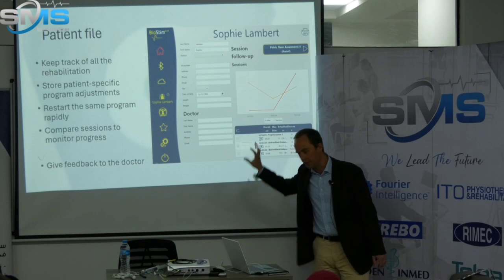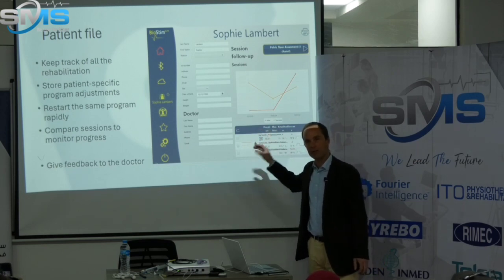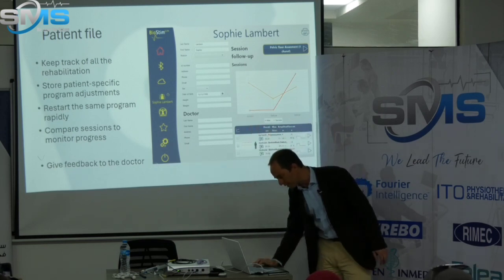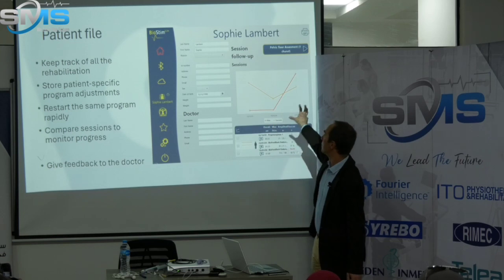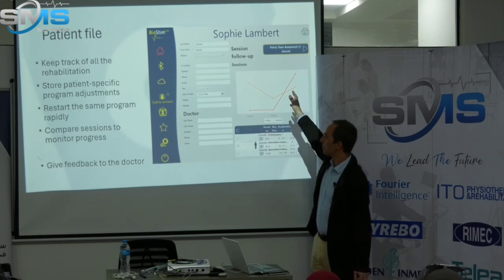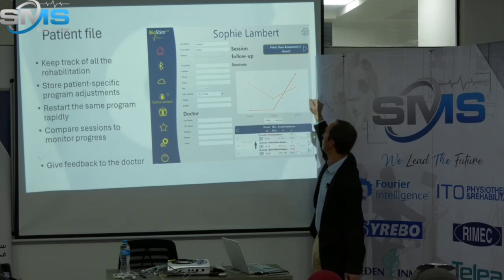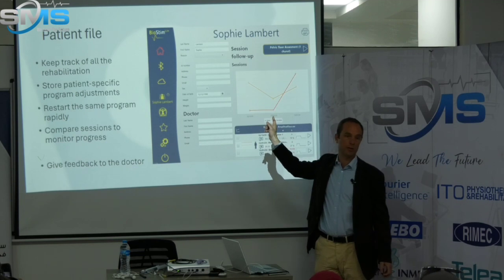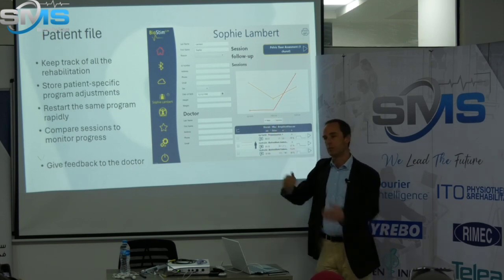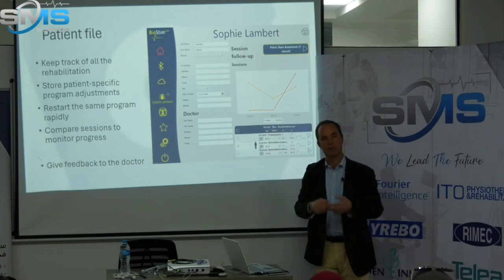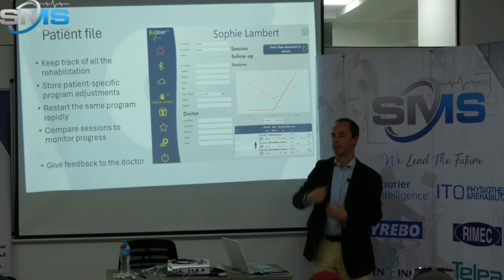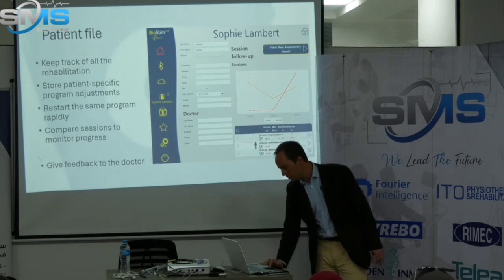Okay, so this patient file will help you keep track of things and keep track of progress. Last point is with this patient file, you can send it to the doctor who prescribes the rehabilitation. That's very important to show him how you work, in order that he sends many other patients to you.